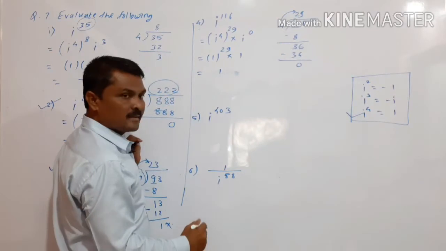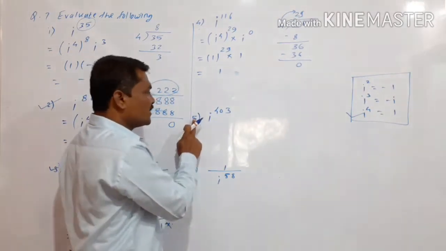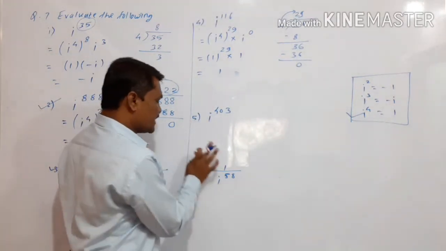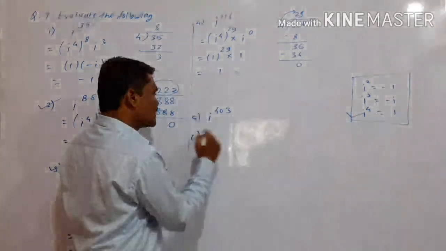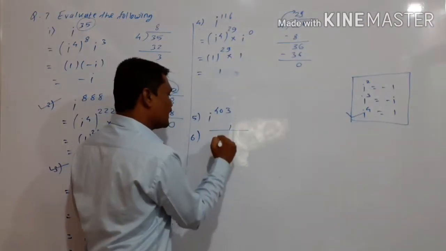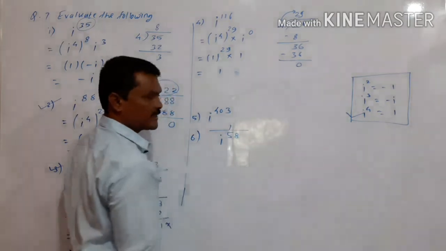403. Number 5, I raised to 403. You can simplify this one. Number 6, 1 upon I raised to 58.